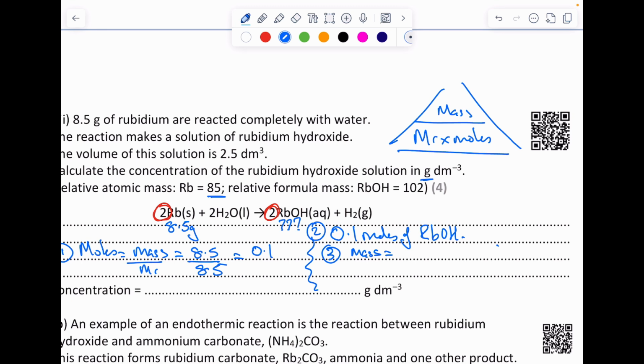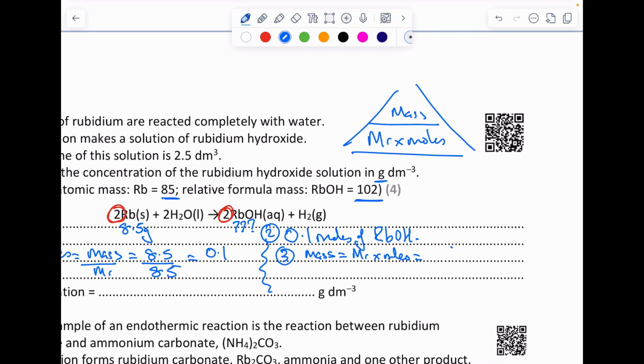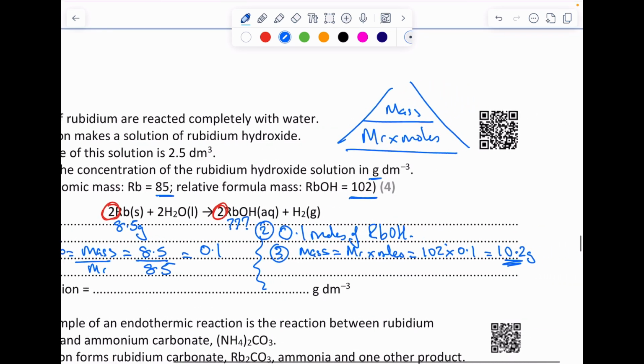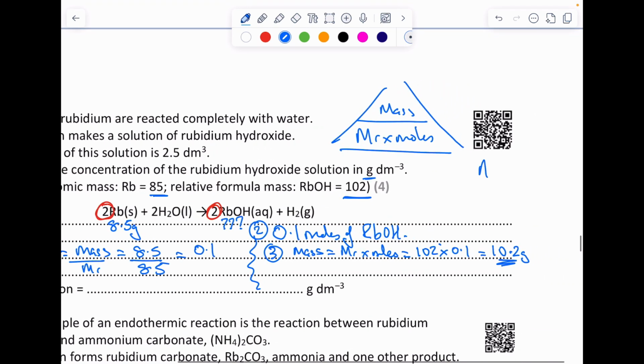So the mass is going to equal, according to the triangle, the MR times moles. The MR for rubidium hydroxide is 102, and I'm going to times that by 0.1. So times by 102, and that's giving me 10.2 grams. So I now know I've got 10.2 grams of rubidium. So I can now find the concentration. Now remember, concentration is amount, concentration, and volume. So it's a chicken vindaloo.